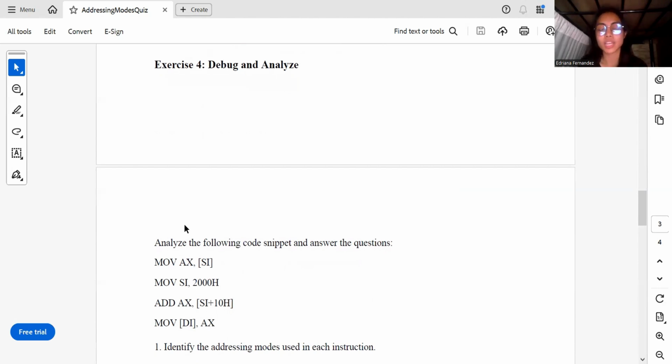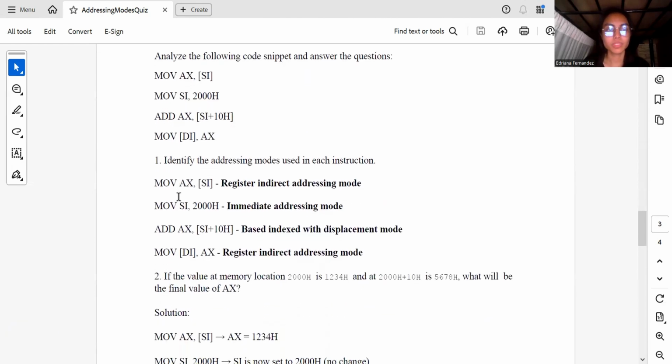Here, let's analyze the following code snippet and identify the addressing modes used. So this is the given code snippet. First, move the value from the memory location pointed to by the SI register into the AX register. So my answer is register indirect addressing mode because the address is indirectly specified by the SI register.